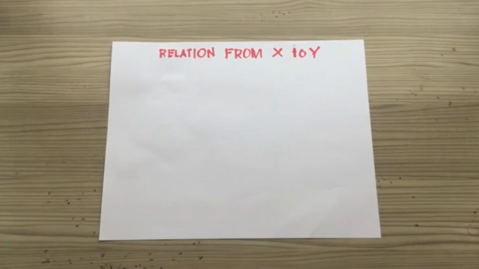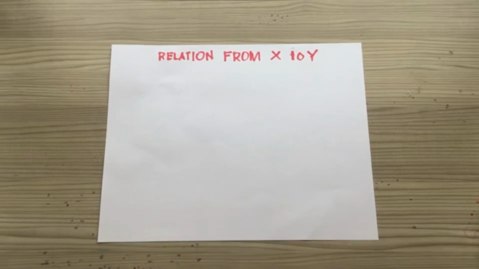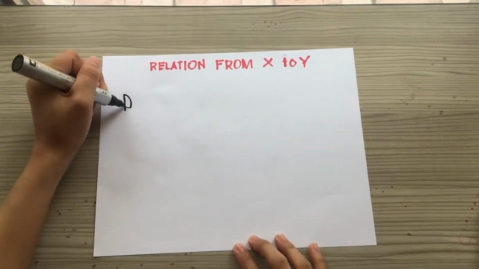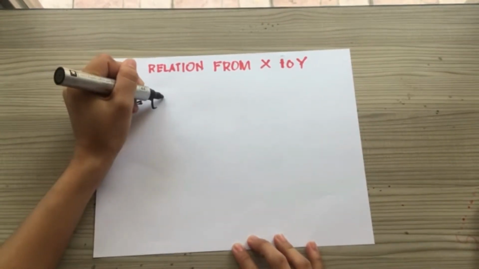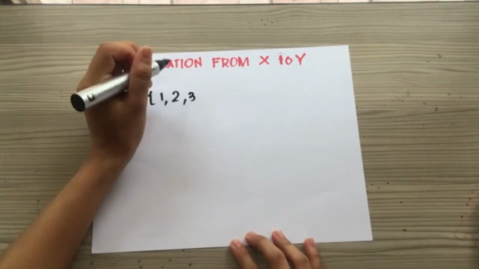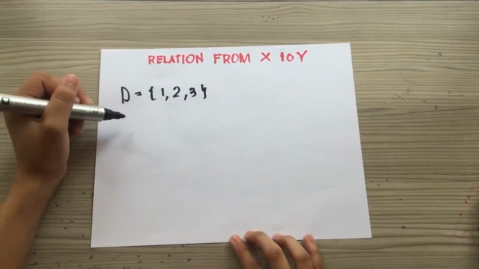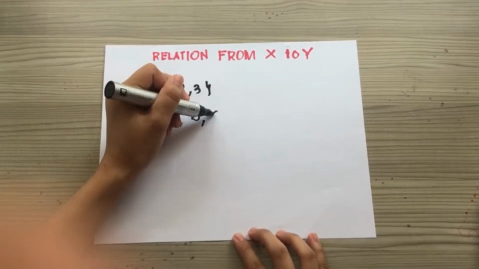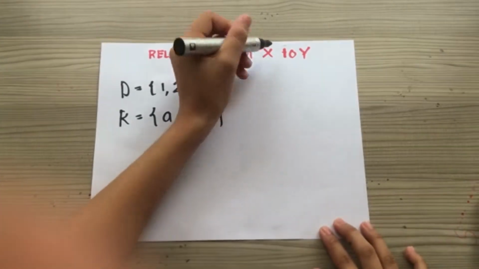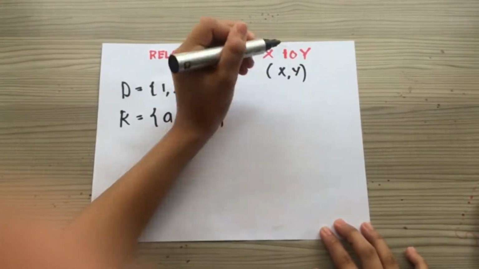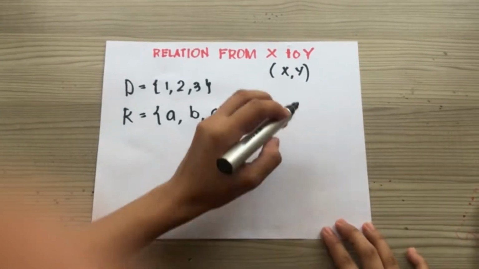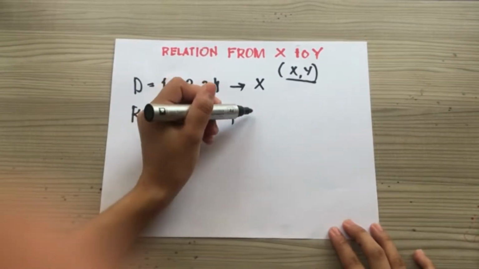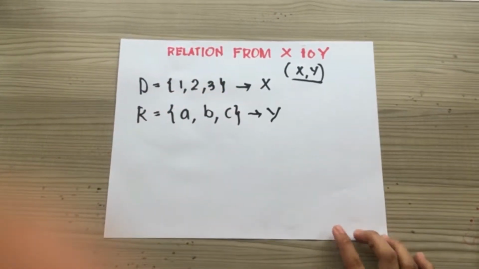Next is the relation from x to y. For you to understand this topic better, let's make an example below. Consider the values for the domain are 1, 2, and 3, and the values for the range are A, B, and C. For us to know the relation from x to y, let's make ordered pairs wherein the domain would be the x and the range would be the y.